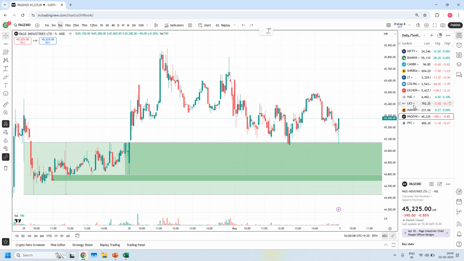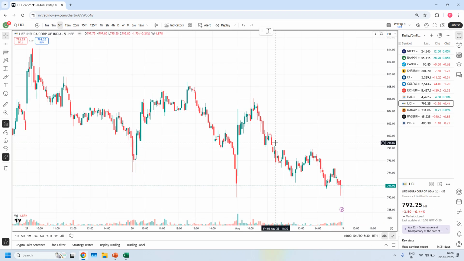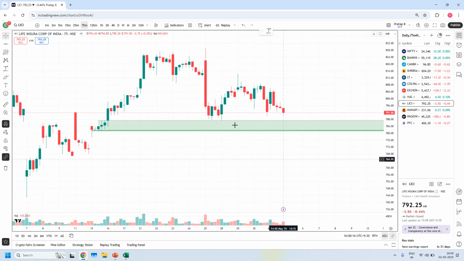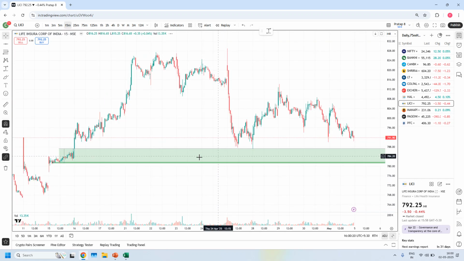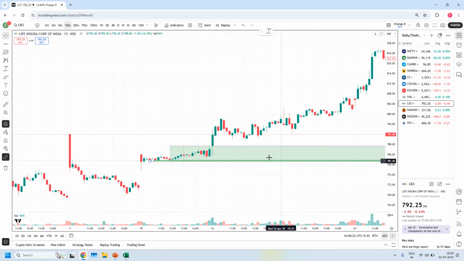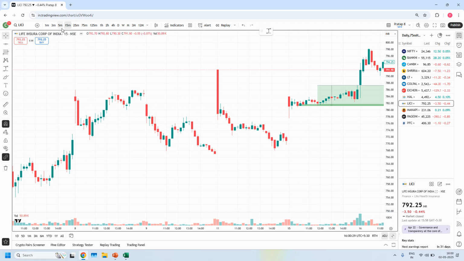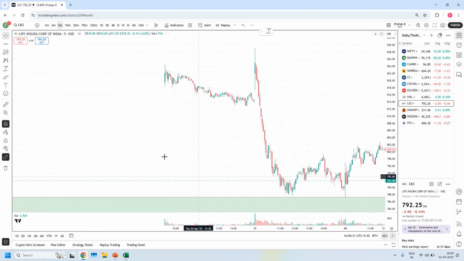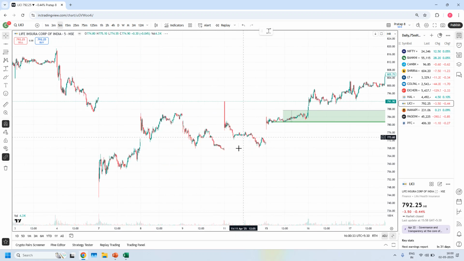Next one is LIC. LIC is also a 75 minutes high liquidity zone. Today prices did not reach into this zone. Look into the 15 minute zone. The structure is not at all good. See here. But it picked up the orders in the lower time frame, where if you go to 5 minutes time frame, you get clarity.